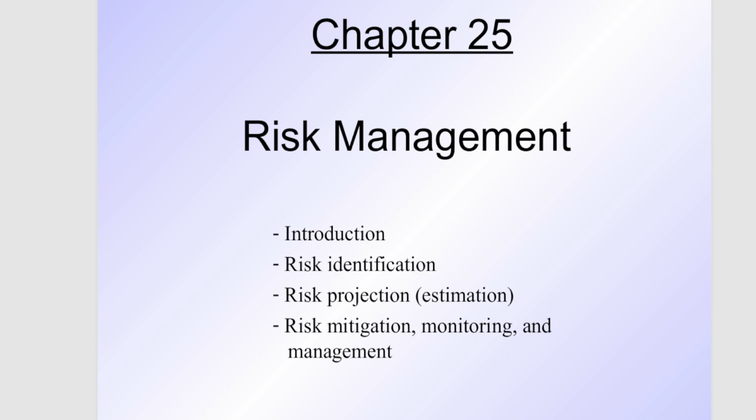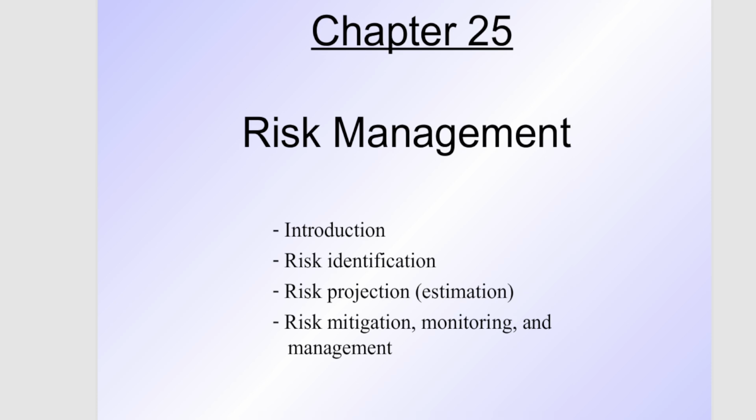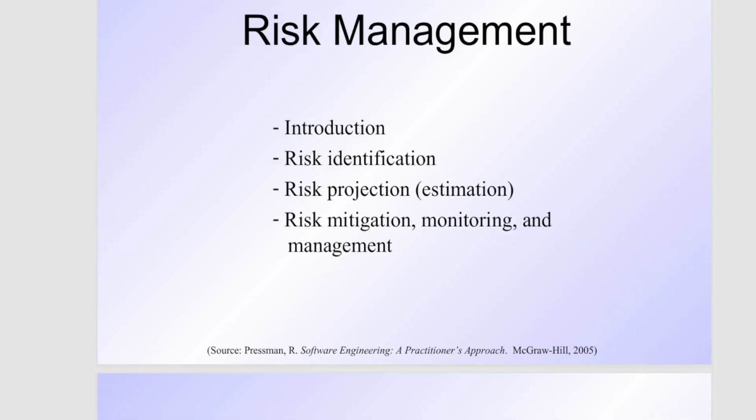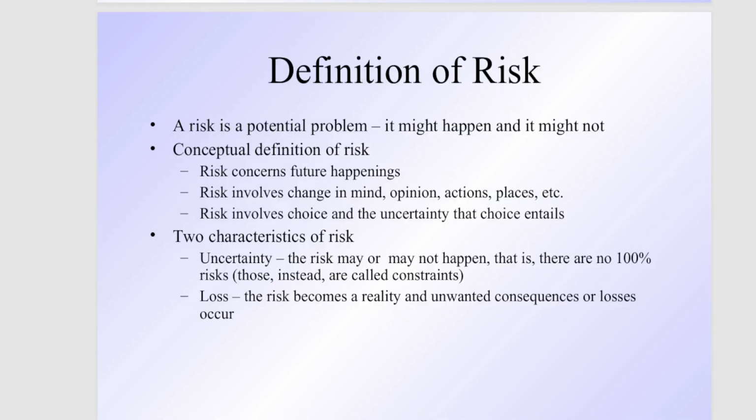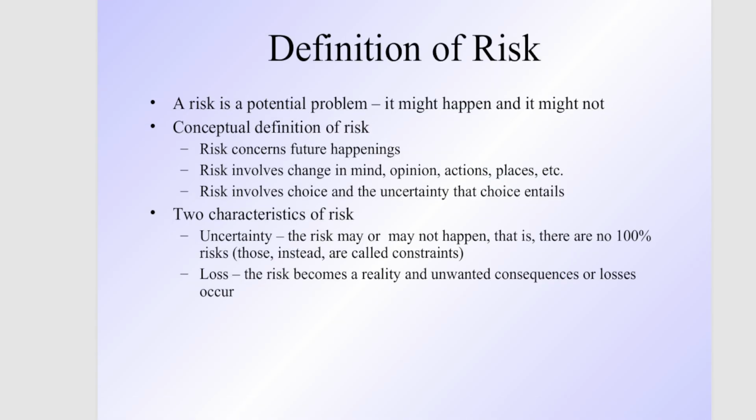So let us start with the brief definition of risk management. A risk is a potential problem and it might happen or it might not happen. So a risk has a characteristic associated with it. It is known as probability. That means risk can become true or risk cannot become true as well.